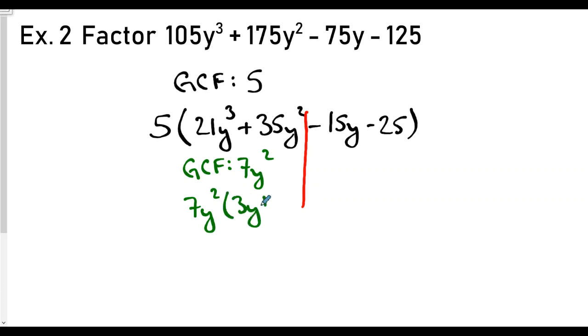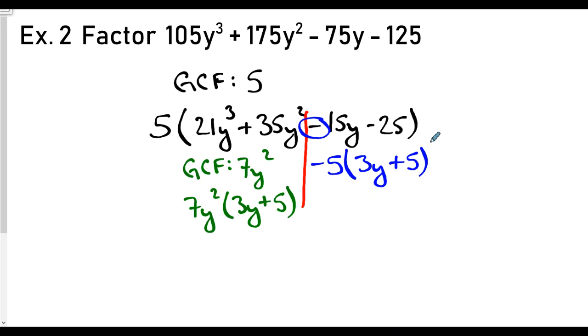3y plus 5. Over on the right-hand side, in 15 and 25, I can take out a 5, but, very important, this is a negative sign. 99.9% of the time, if your third term is negative, the GCF needs to be negative. So because this third term is negative, I want to factor out a negative GCF. Remember, that means I'm going to be changing some signs. If I factor a negative 5 out of negative 15y, I'm going to end up with a positive 3y. If I factor a negative 5 out of negative 25, I'm going to end up with a positive 5.